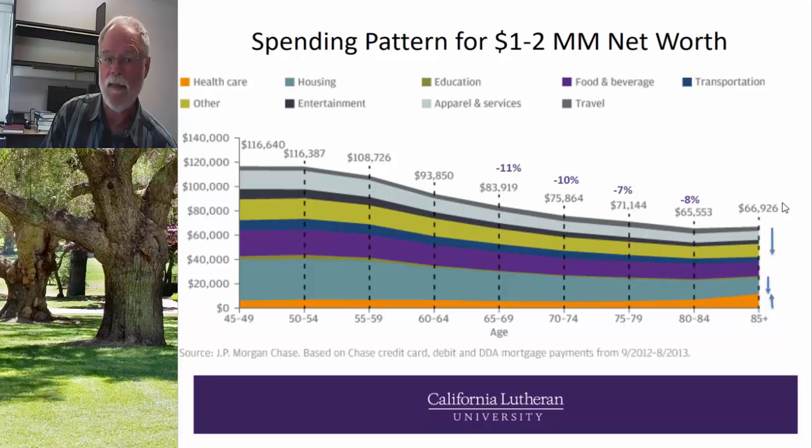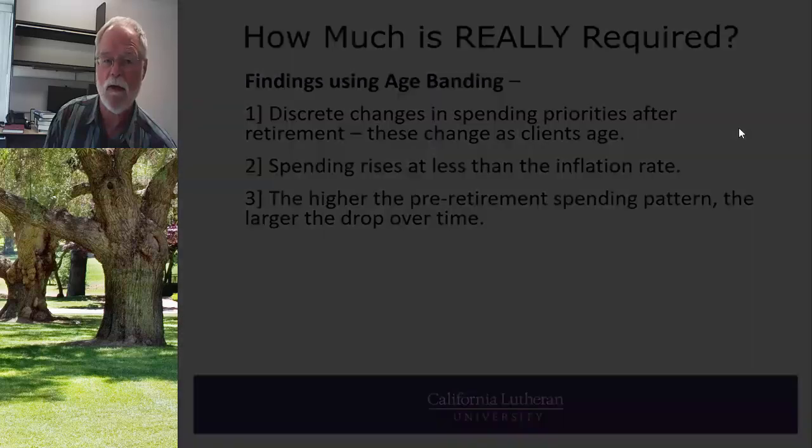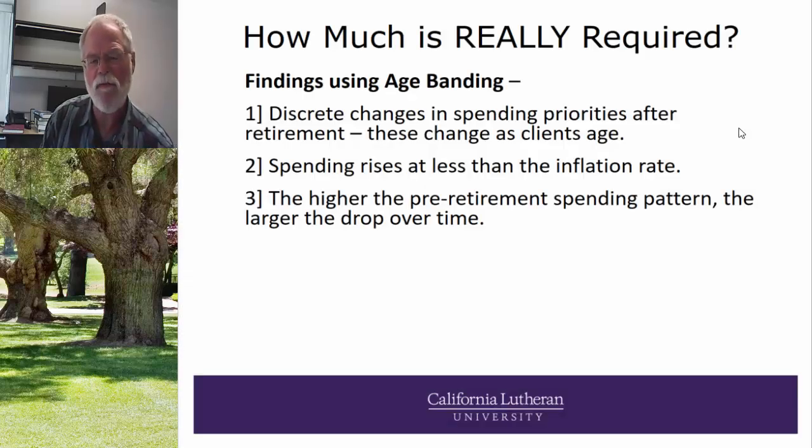What we also see at the end of the day is that healthcare costs, that bottom slice, which can come down in the 60s, start to rise fairly dramatically when the client's in their 80s. On the flip side, housing costs have come down fairly dramatically, as have most of the other costs. So the conclusion is again that as clients age, their spending does not go up. In fact, it tends to go down fairly significantly. And that's some of the findings that we find overall with age banding.